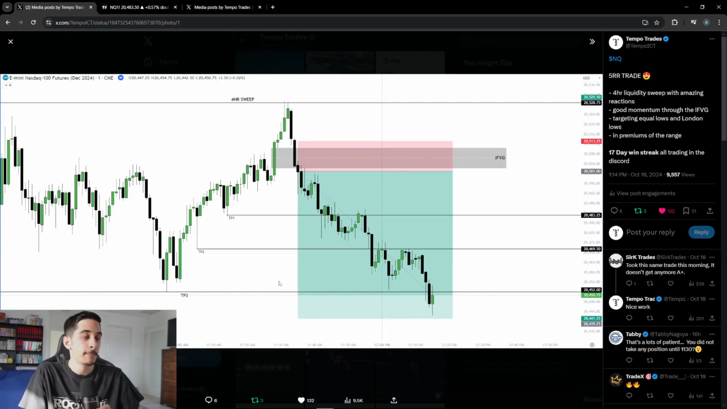I took this trade. We came up, we swept the 4-hour high. We didn't pump past it. We didn't disrespect the level. As soon as we took that level out, price instantly started selling. It almost looks algorithmic. So that is what I mean by good reactions and good momentum.